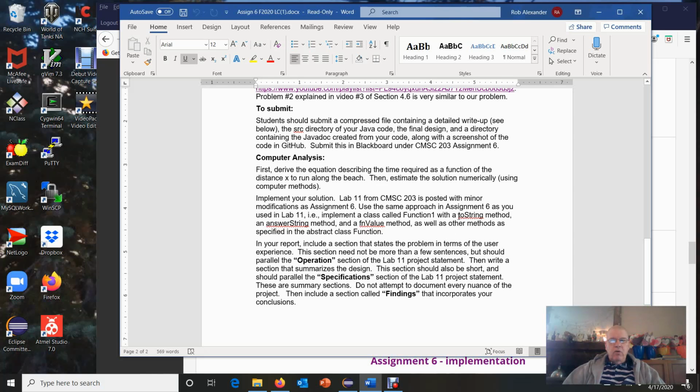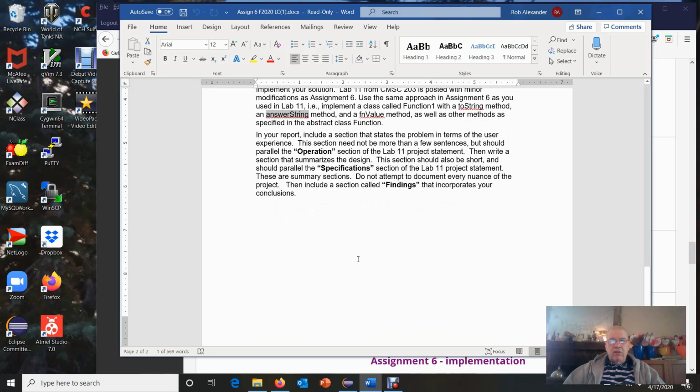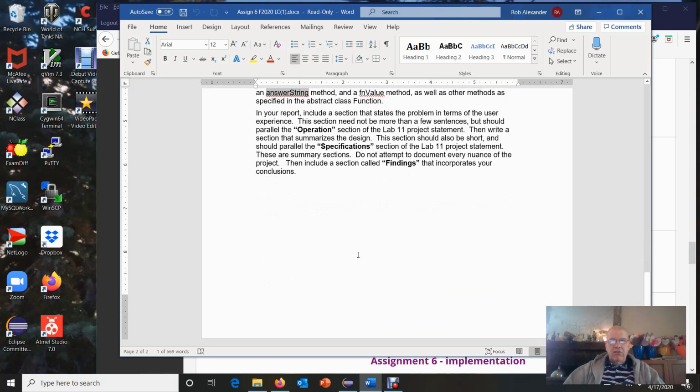So you need to use the same approach as Lab 11 and Lab 10 for that matter, where you implement a class called Function 1, which inherits from the abstract class function. It has those 3 methods: toString, which describes the problem, answer string, which shows the answer, and function value, which is for each value of x, the function f of x. So submit the sections like it shows here in the lab document, and that is assignment 6.